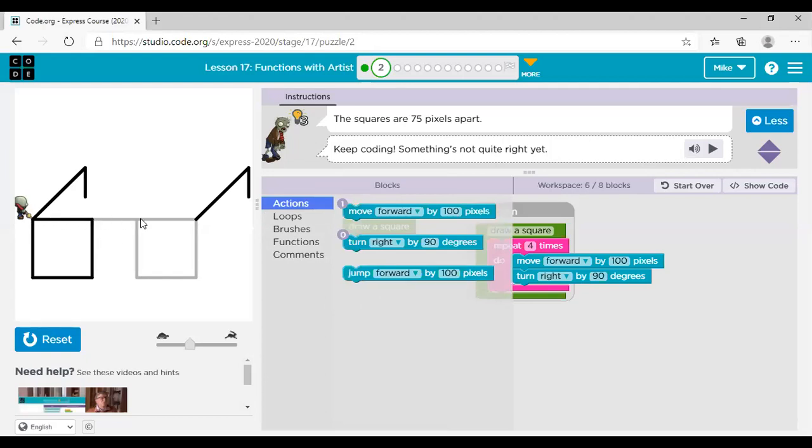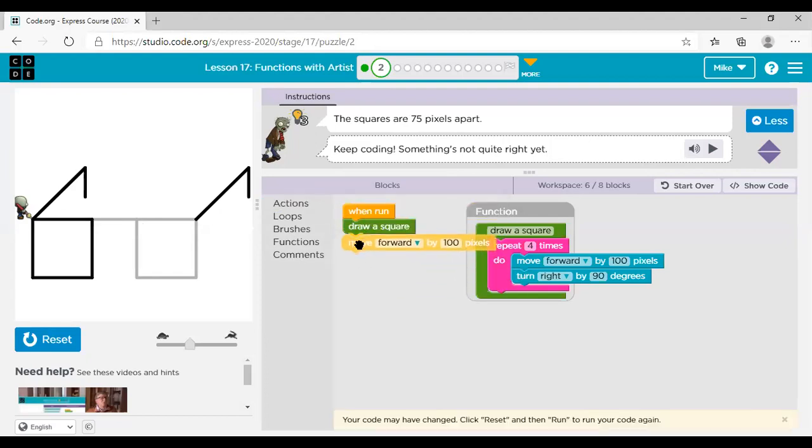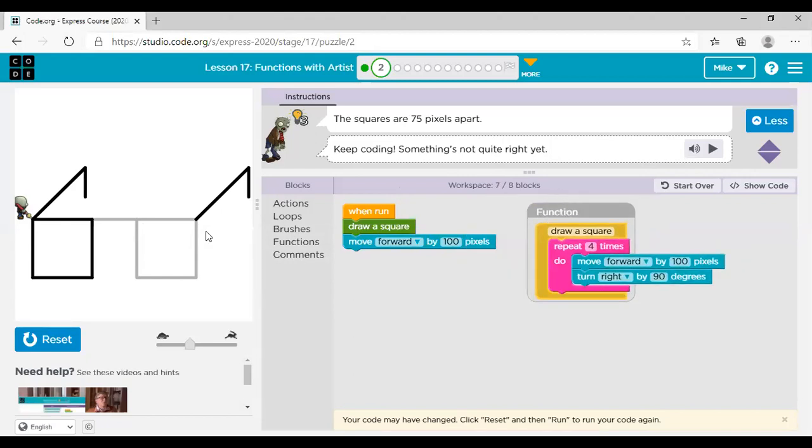So you need to move forward. Okay, move forward. How far am I going to move forward? Do you think I have to move all the way, or do you just think I have to move to the second square? To the second square. Okay, so how big is the gap? We said the gap is 75 and the first square is 100. So how far are we going to move?